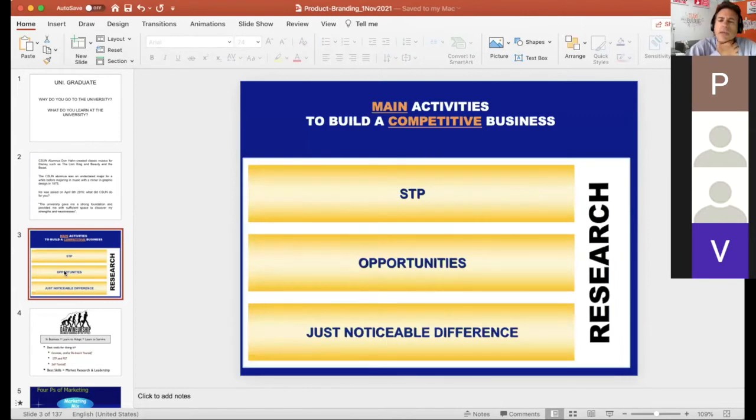So the main activities in business, I believe, is to understand who are the customers. So that's STP, segmentation, targeting, and positioning. Every project is about who are we selling to? What do they want? Let's give the people what the people want. And so that could also be the definition of marketing, is giving the people what the people want. I've never seen it being the definition, but I think that's acceptable.